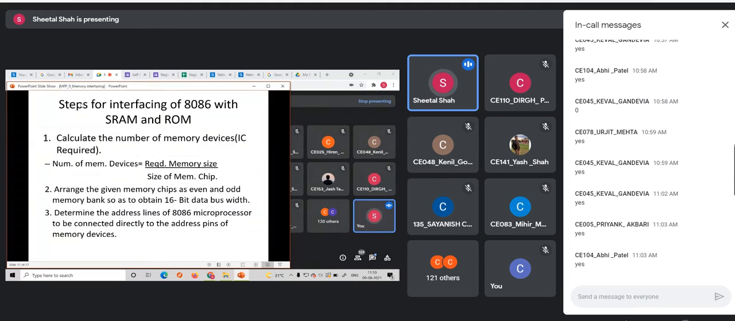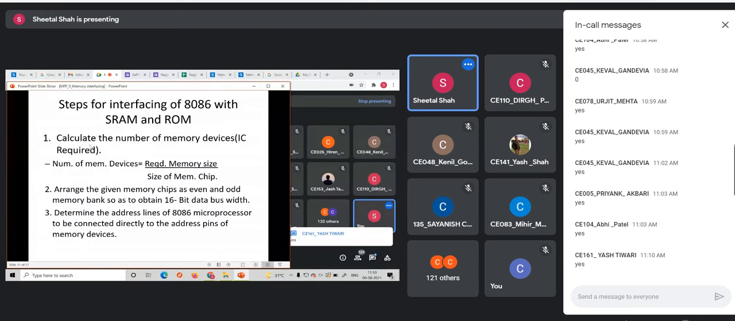Okay, now once we have this, arrange these memory chips as the even bank as well as the odd bank. Are you getting this? So there should be 32 ICs which represent the even bank. The remaining 32 ICs should represent the odd bank. Hope you all are getting this. Fine. So there are 64 ICs, 32 of them are for the even bank, and the other 32 would be for the odd bank.